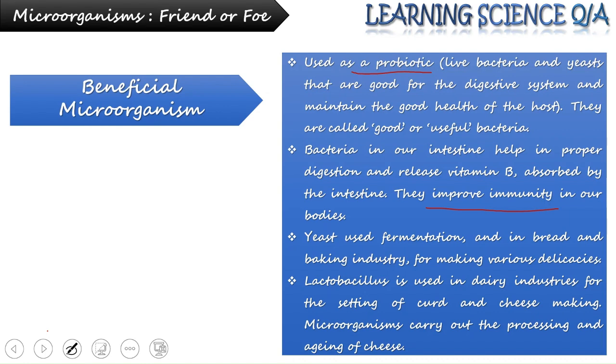Talking about yeast, Saccharomyces cerevisiae is popularly used in fermentation and in the bread and baking industry. Also, yeast is used in various Indian cuisines. They are used when they are performing anaerobic respiration. In due course, they produce carbon dioxide and make the dishes fluffier.